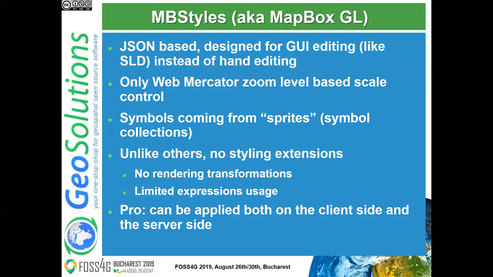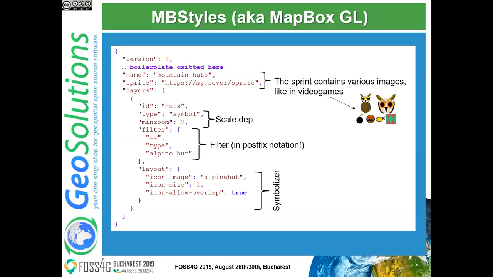The styling language is geared towards web Mercator only, so the only way to filter by scale is actually to use the web Mercator zoom levels. So it's fixed and focused on web Mercator maps. The symbols are coming from sprites or symbol collections. Basically, you have a large image that contains the sub-symbols, and then you have a JSON telling you, if you take the rectangle between 0, 0, 0 and 10, 10, there's going to be an owl in there, and please extract the image from there.